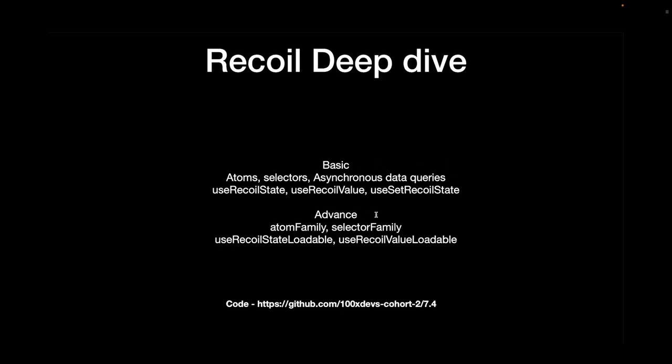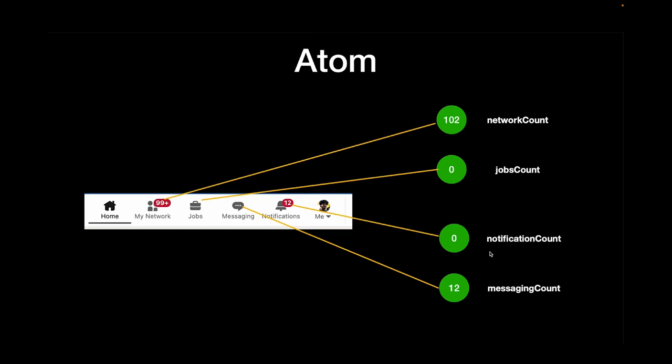In the advanced section, none of this we have covered until now. We will cover atomFamily, selectorFamily, useRecoilStateLoadable and useRecoilValueLoadable. These two are extra ways for you to get state. All right, let's get right into it. Let's start small here and let's re-understand what is an atom.